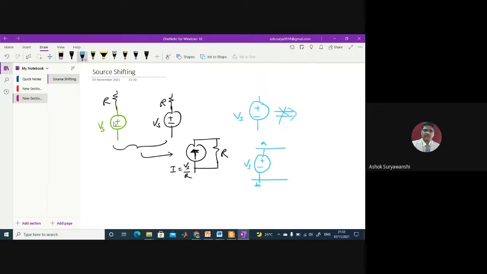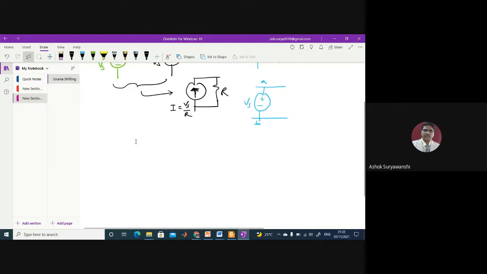Similarly, if there is an ideal current source, now you know this is an ideal current source. Suppose Is is an ideal current source, right? It does not have a resistance across it. So in this case, you cannot transform this current source into an equivalent voltage source.